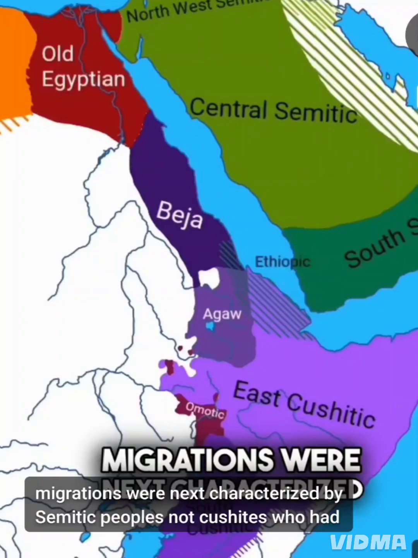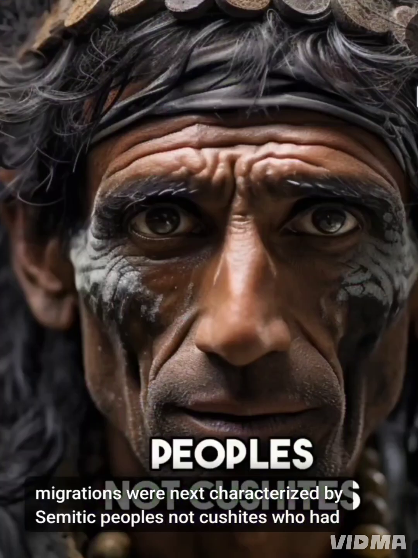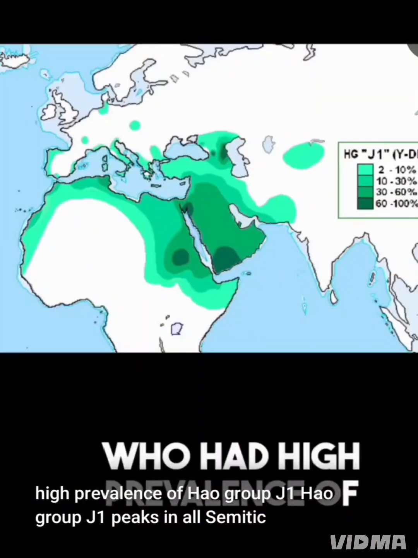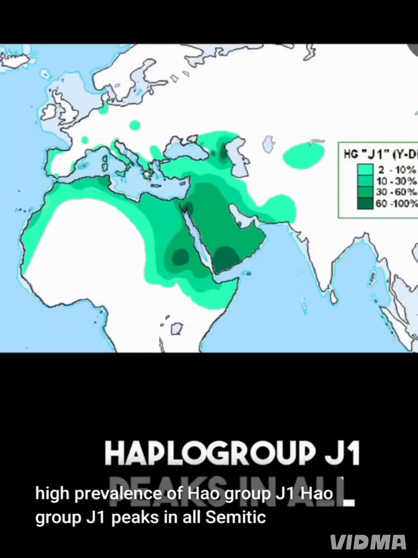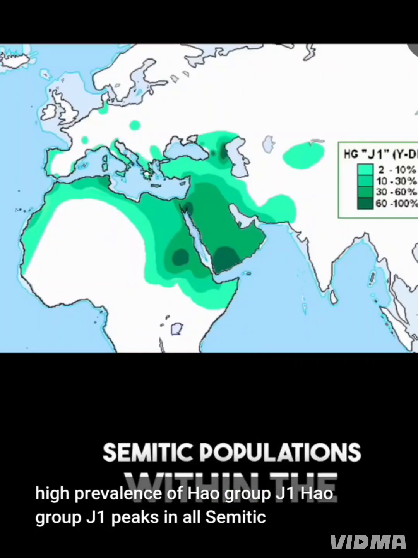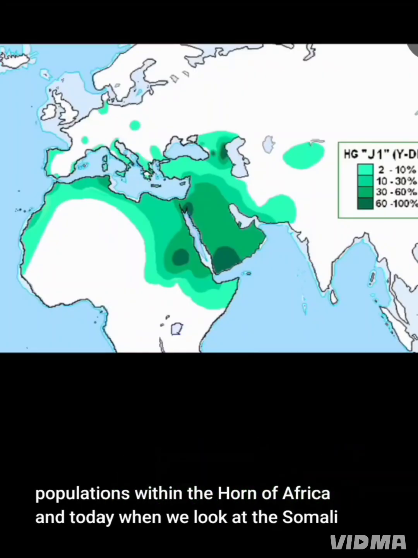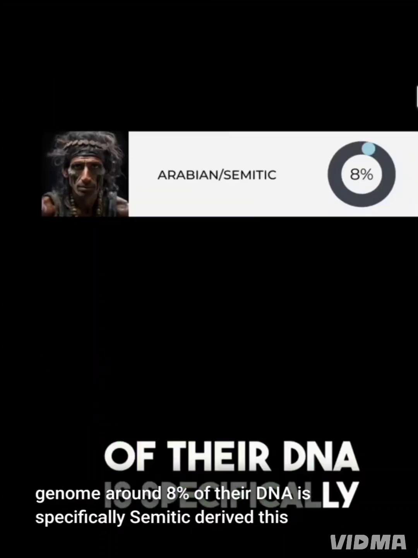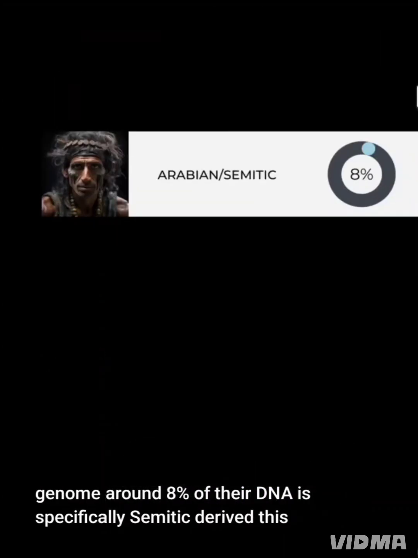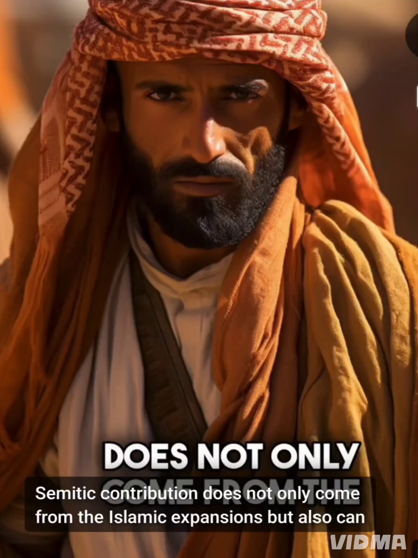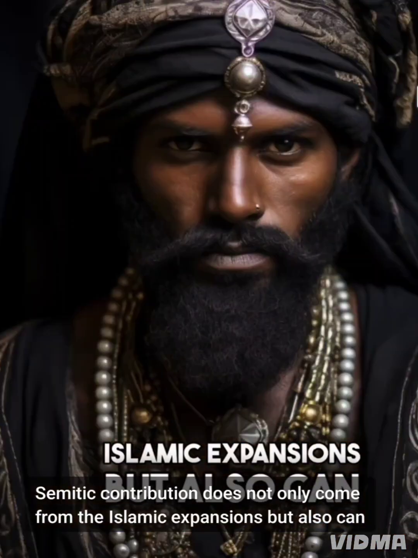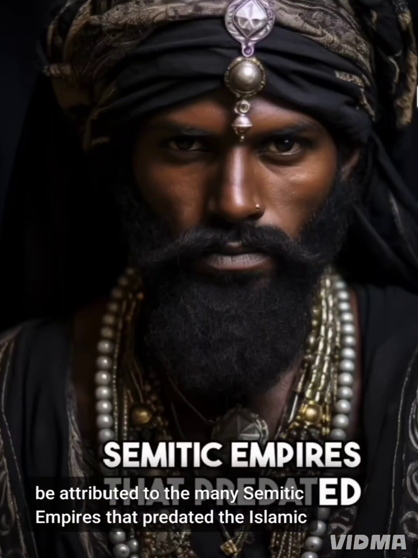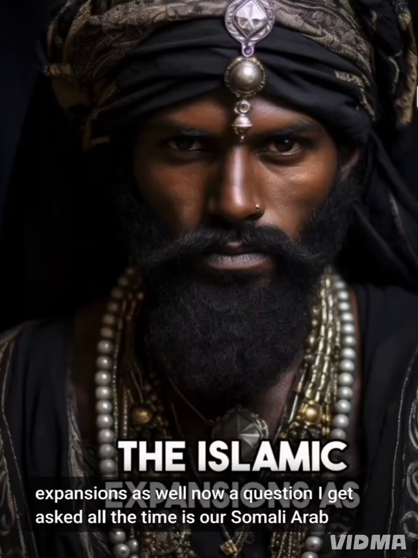But subsequent migrations were next characterized by Semitic peoples, not Cushites, who had high prevalence of haplogroup J1. Haplogroup J1 peaks in all Semitic populations within the Horn of Africa, and today when we look at the Somali genome, around 8% of their DNA is specifically Semitic derived. This Semitic contribution does not only come from the Islamic expansions, but also can be attributed to the many Semitic empires that predated the Islamic expansions as well.